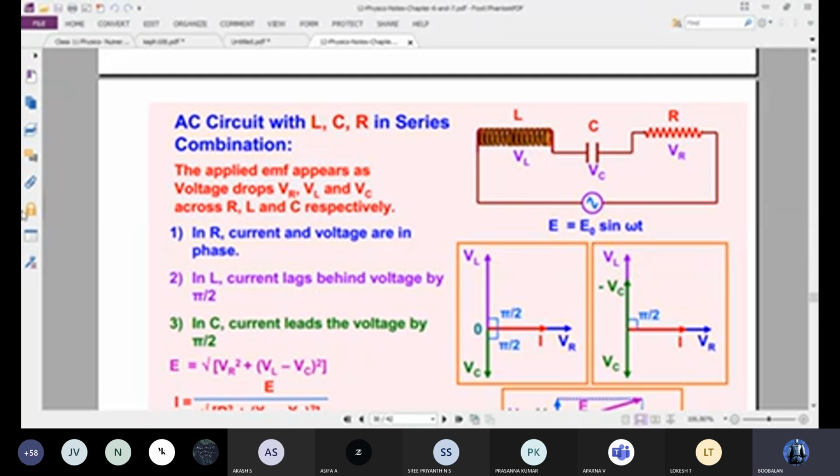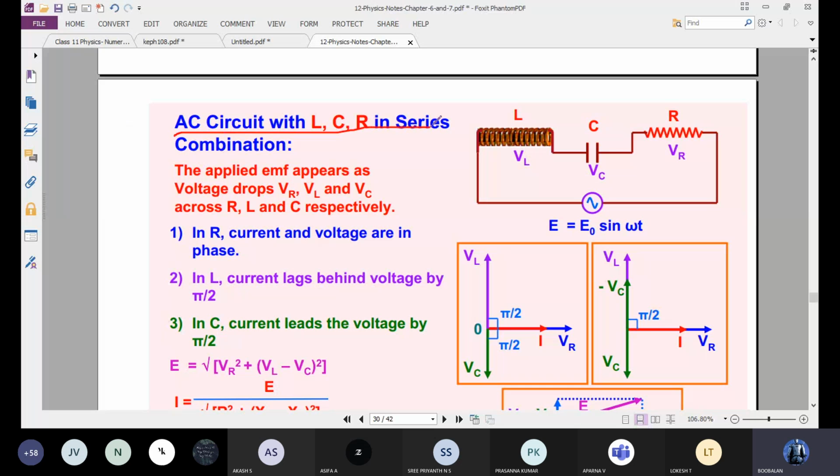Okay. So now we'll discuss the AC circuit with the LCR series combination. Please unmute yourself. You tell me. No need to interact with the chat box. Okay.